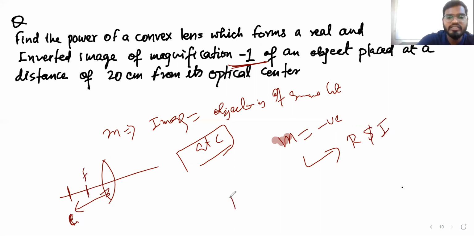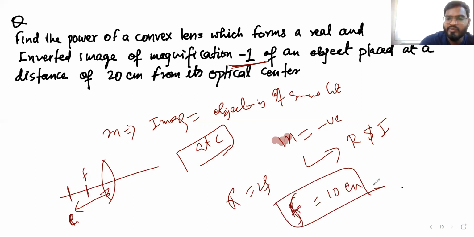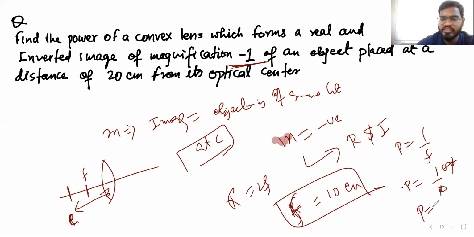They are asking the focal length. R is equal to 2f, right? So half of that. Half of 20 is what? 10 centimeters. What else are they asking? Power. Power is equal to 1 by f. So we can say 1 by 10 meter, which you can write as 100 by 10, so power is equal to 10 diopter.